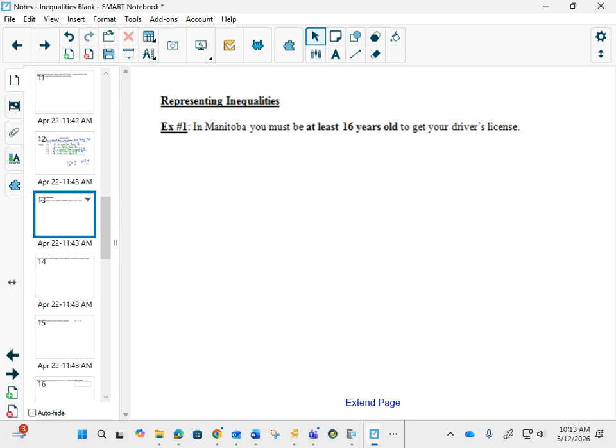So, this is an inequality because you must be at least 16 years old to get your driver's license. So if I make my X the age, your age has to be greater than or equal to 16 to get your license.